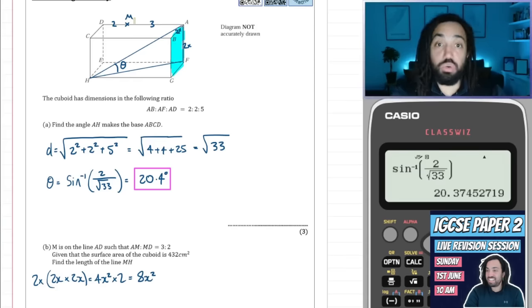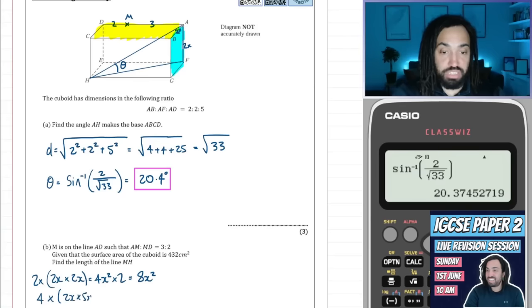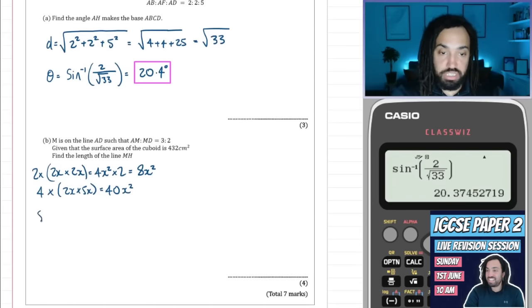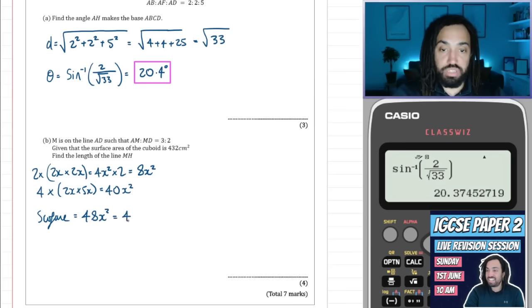Okay, now all of the other 4 sides are actually exactly the same, because they're all 2 by 5. Or because we don't know the exact lengths, we'll call it 2x by 5x. So the yellow ones are all the same, and there's 4 of them. So it'll be 4 times by 2x times by 5x, which will be 40x squared. Okay, so the surface area then is going to equal all of those added together, which will be 48x squared, which we know is 432. Divide through by 48 gives us 9, so x must equal 3.